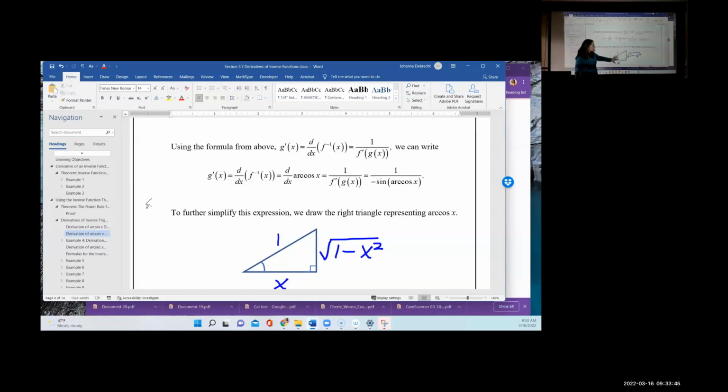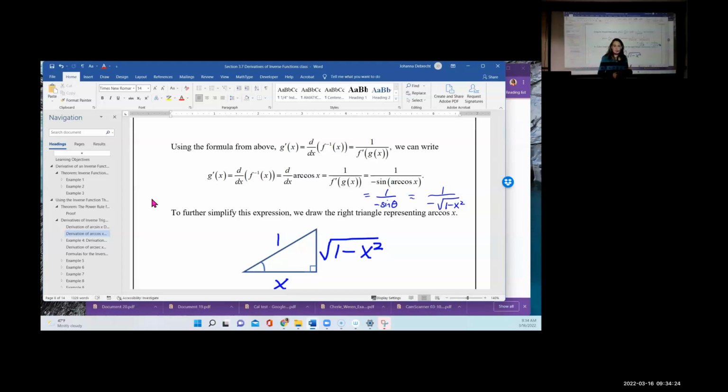Now I want to come back to this formula because this is basically saying 1 over negative sine of that angle, because arc cosine of x represents that angle in that triangle right there. So we need the sine of this angle, which is going to be the radical over 1, which becomes just the radical. So this is going to become 1 over negative the square root of 1 minus x squared. So it's the same as the derivative of arcsine, but it has a negative.